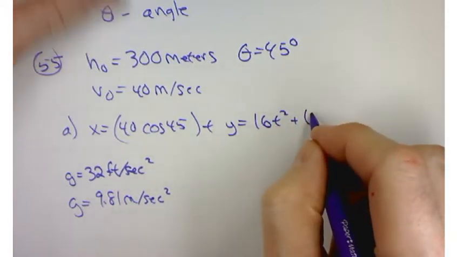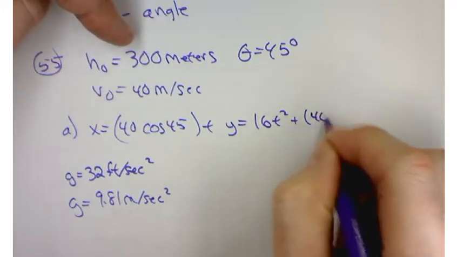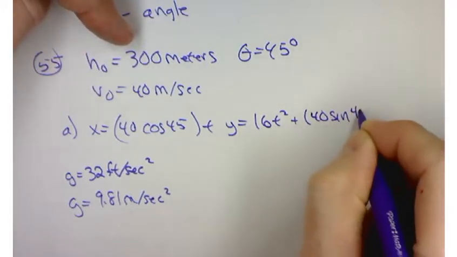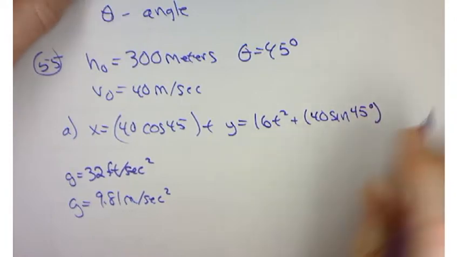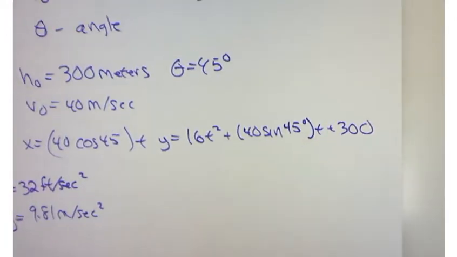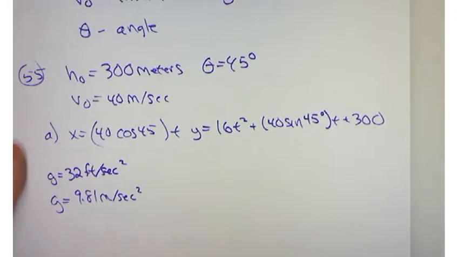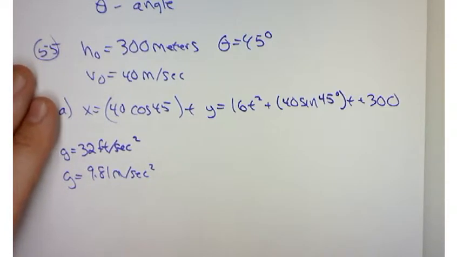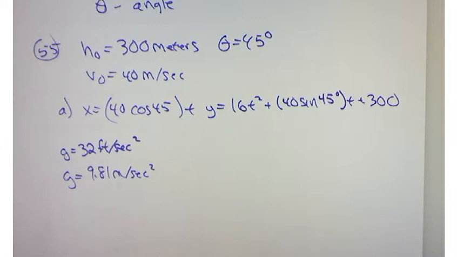40 times sine of 45 times t plus 300. It's going to take a long time for that thing to come down. But the first part is just finding the equations. So, okay, not bad.